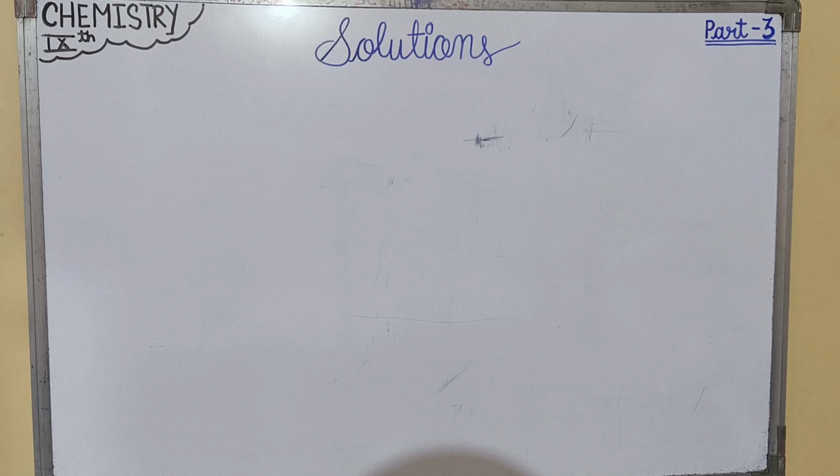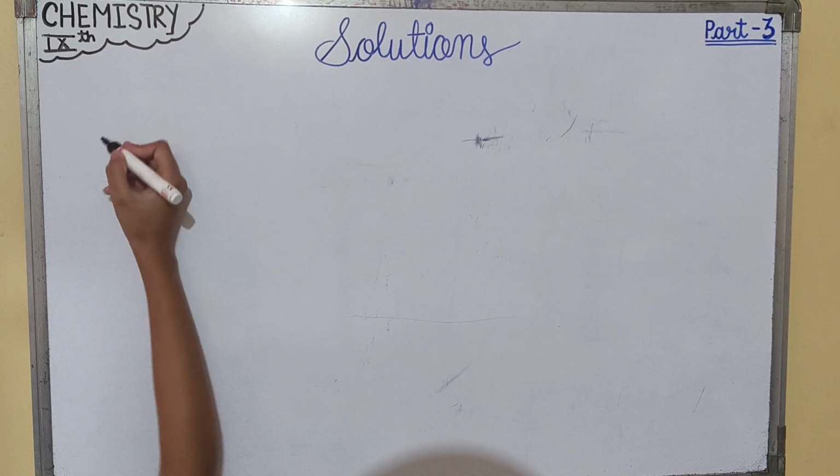Today we are going to learn Class 9th Chemistry Chapter Solutions Part 3. In this part, we are going to learn about solubility.